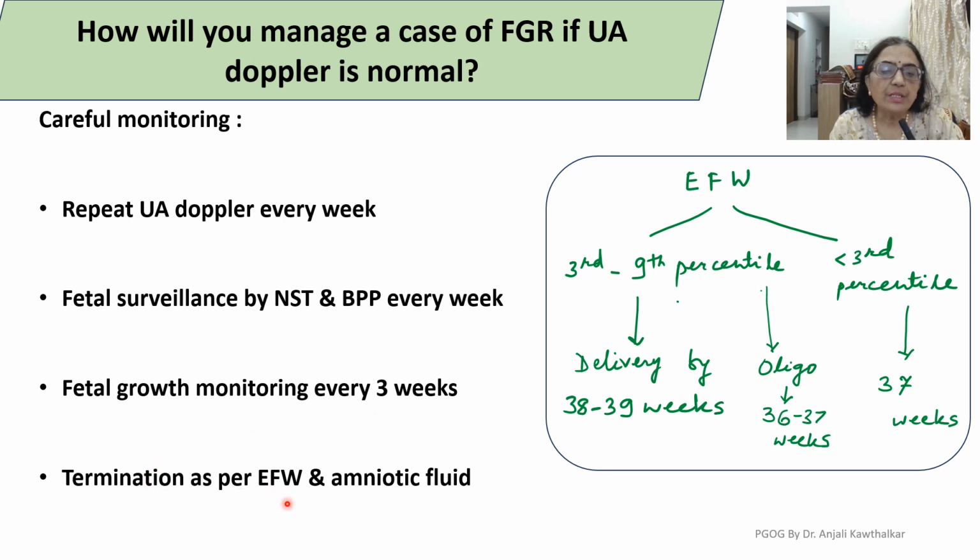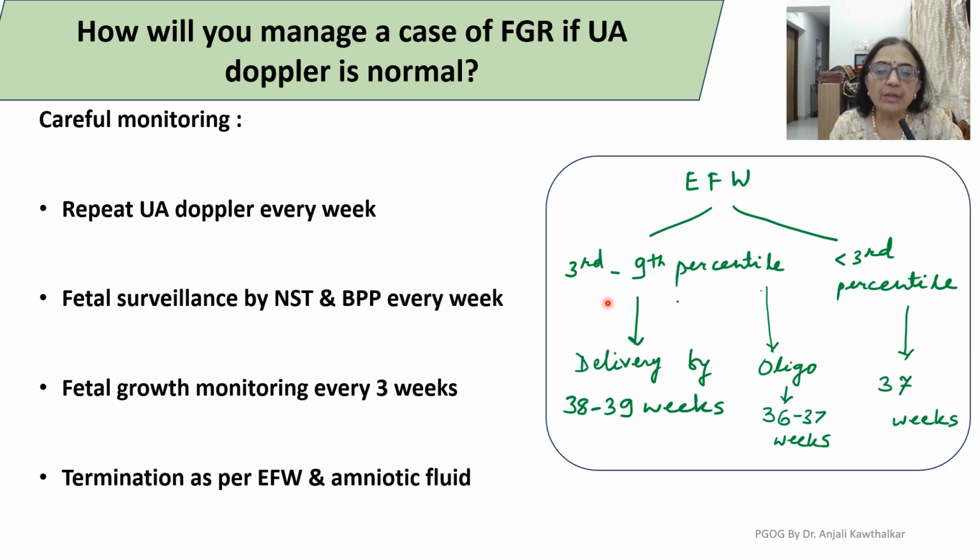Termination is done as per estimated fetal weight and amniotic fluid assessment. Estimated fetal weight if it is between third and ninth percentile and everything else is normal, such as umbilical artery Doppler is normal, with NST and BPP also normal on a weekly basis.